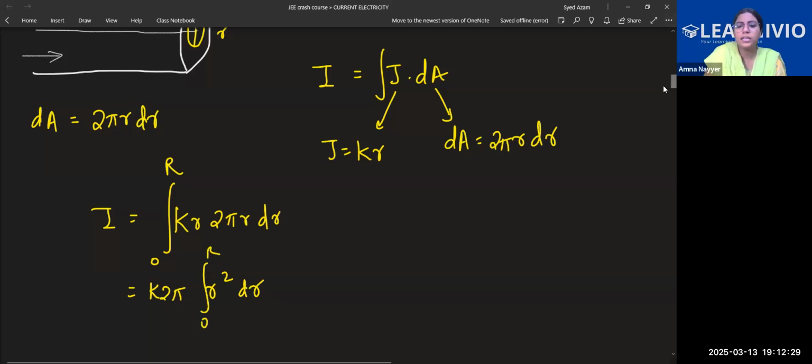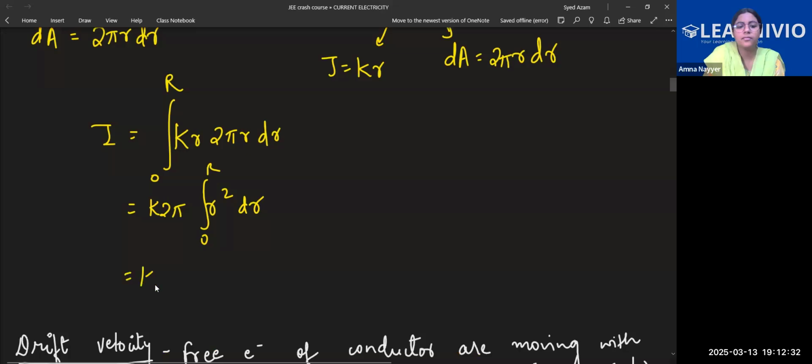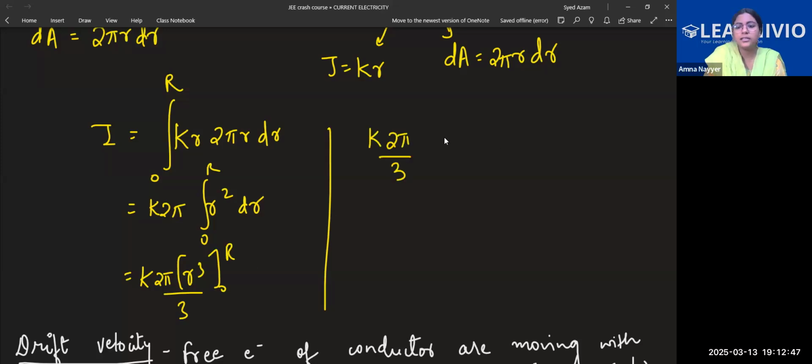Now what will be the integral of this? k 2 pi, r square we can write as r cube divided by 3, from 0 to capital R. Let's put the values. This will be k 2 pi by 3 times r cube minus 0 cube. We put the upper limit first, then the lower limit. So what's the final answer? The answer is 2 pi by 3 k r cube.